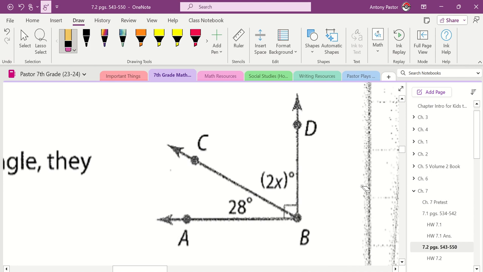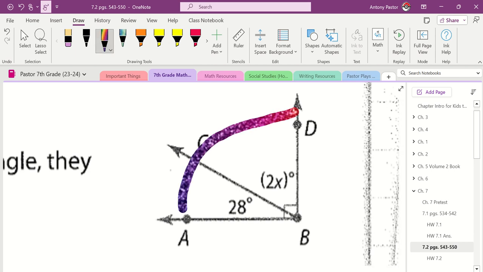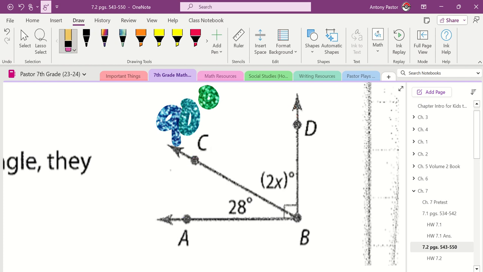Right off the bat, what type of angle is this? Right angle. We know that because the square, the right angle symbol, is right there. That means that all of this should be 90 degrees. Understood so far? Okay, so with that being said, how can I solve this problem? I'm going to give you guys a hint: you're doing algebra. How can I figure out what x equals? What would be my first step to setting up this problem?